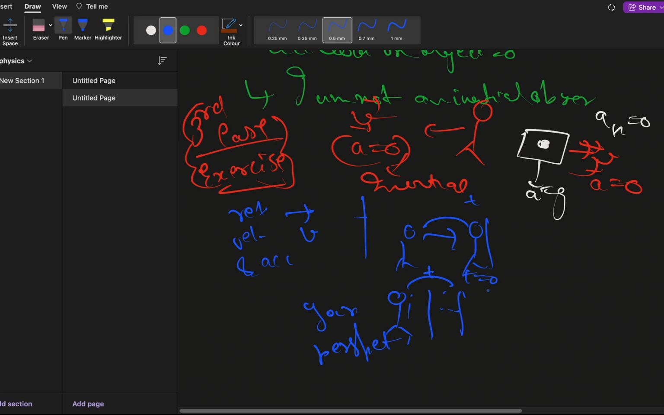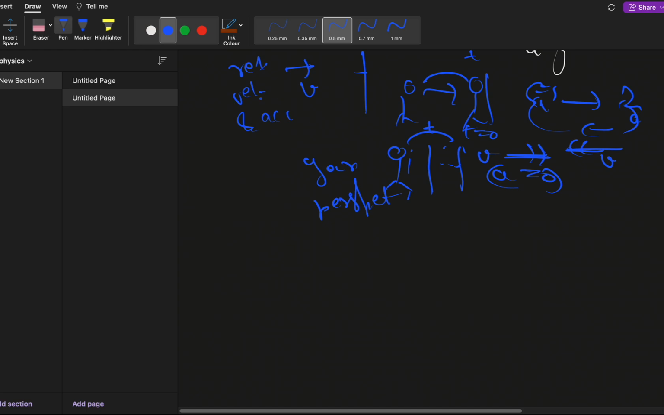Because the velocity is constant in this direction, it will also be constant in this direction. So acceleration will be 0 in both directions. But if there is acceleration in this direction, then the acceleration must also be there in this direction, which means that force equal to 0 doesn't apply.